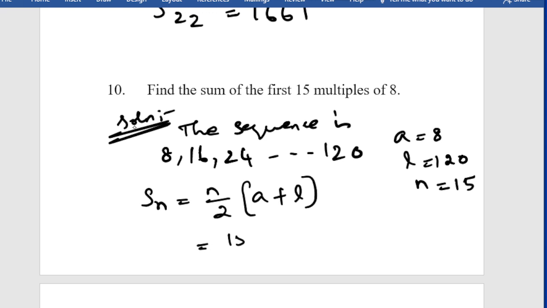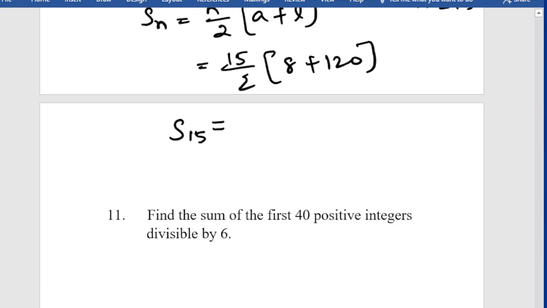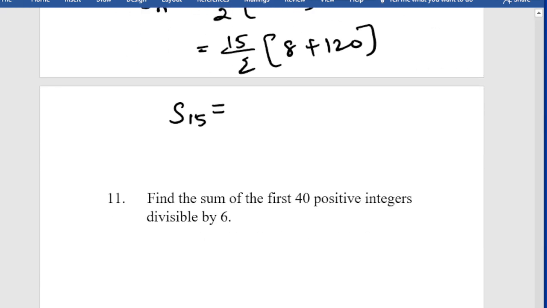So n is 15. A plus 120. Simplifying, you will get the sum of 15 terms which are multiples of 8 as, simplifying the above, you will get it as 960.